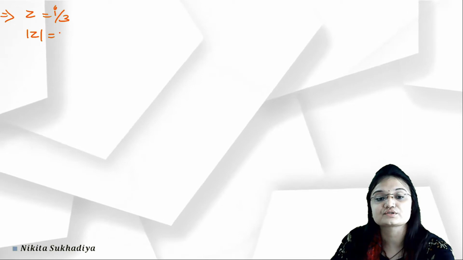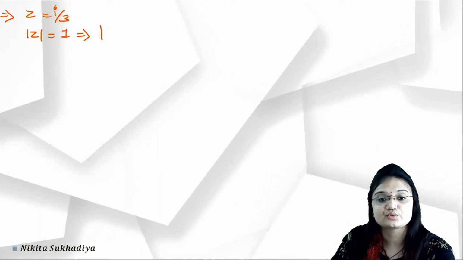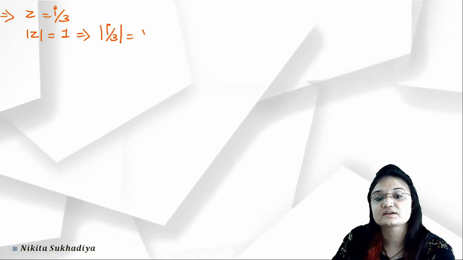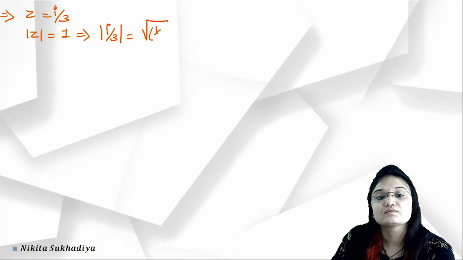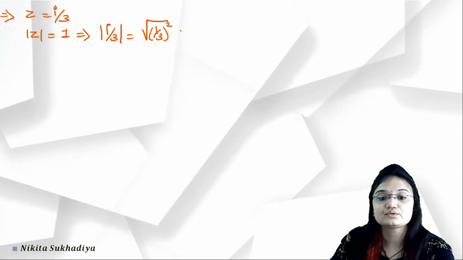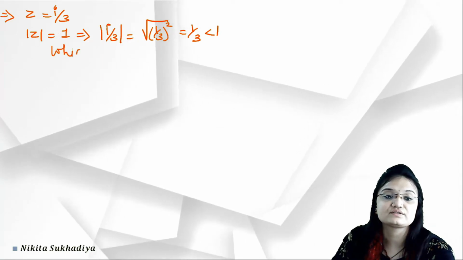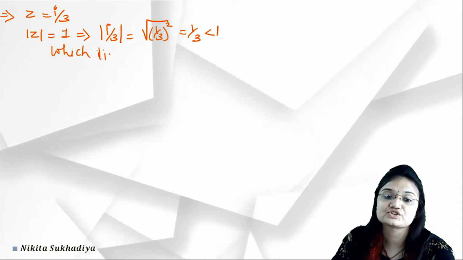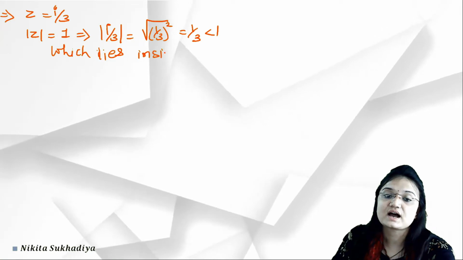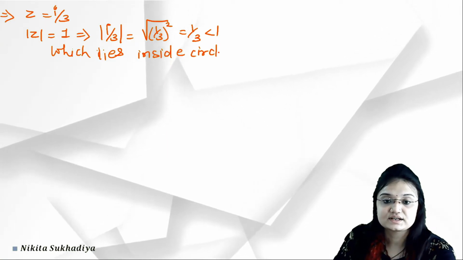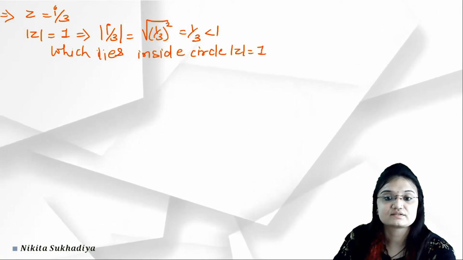Okay, so let us check whether these two poles lie inside the circle C or outside the circle C. So first one, z is equal to i by 3. Here we have the circle modulus of z is equal to 1. So put here, so this will become mod i by 3. This is nothing but the square root of 1 by 3 whole squared. So this will become 1 by 3, which is less than 1. So we can say that it lies inside the circle C, that is modulus of z is equal to 1.